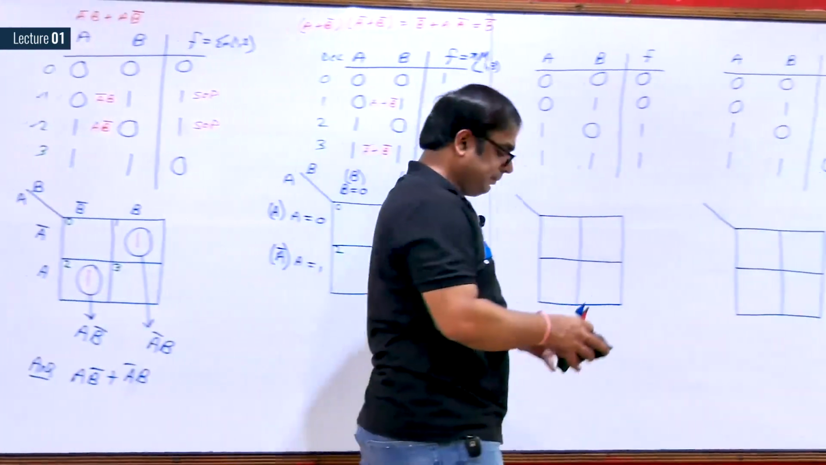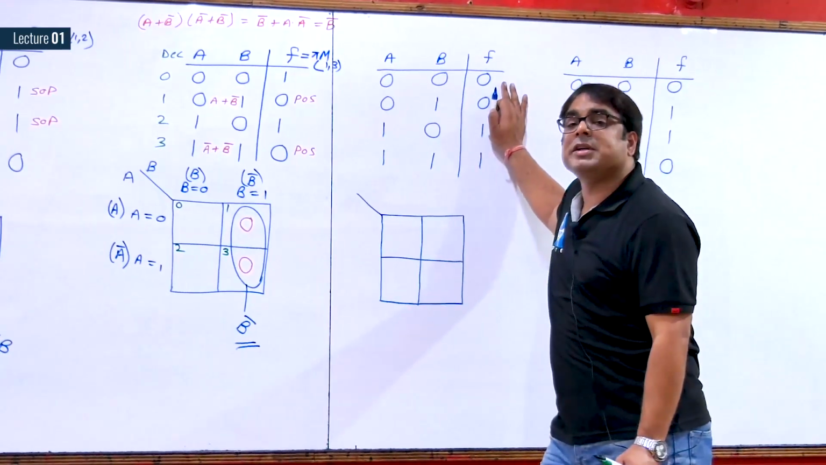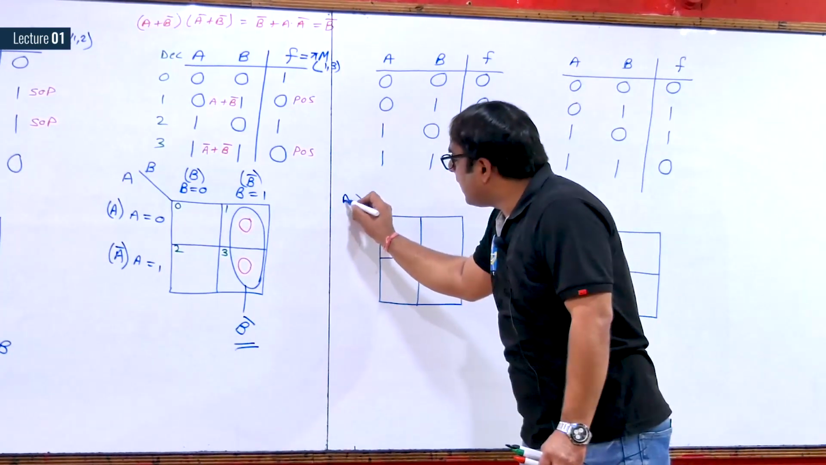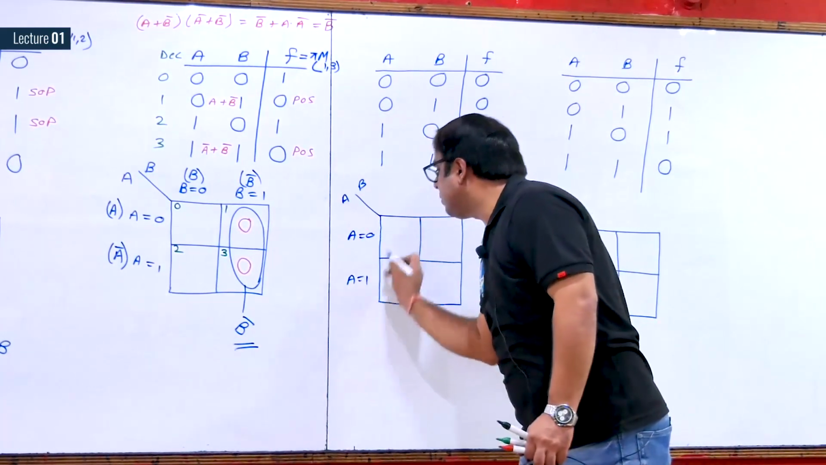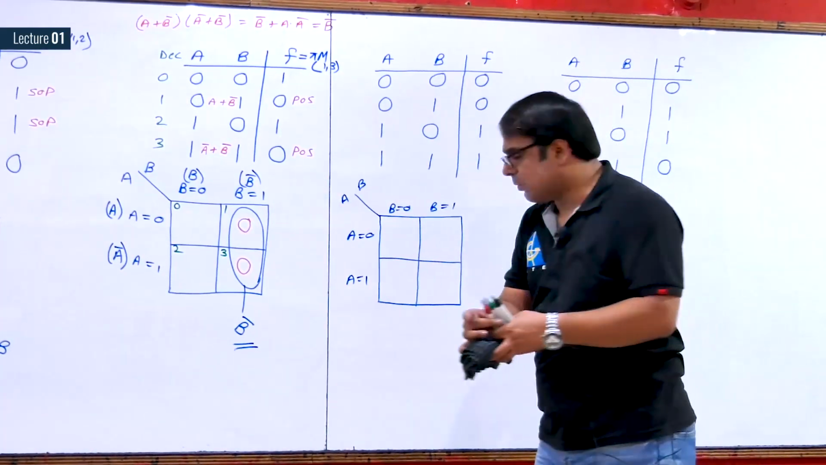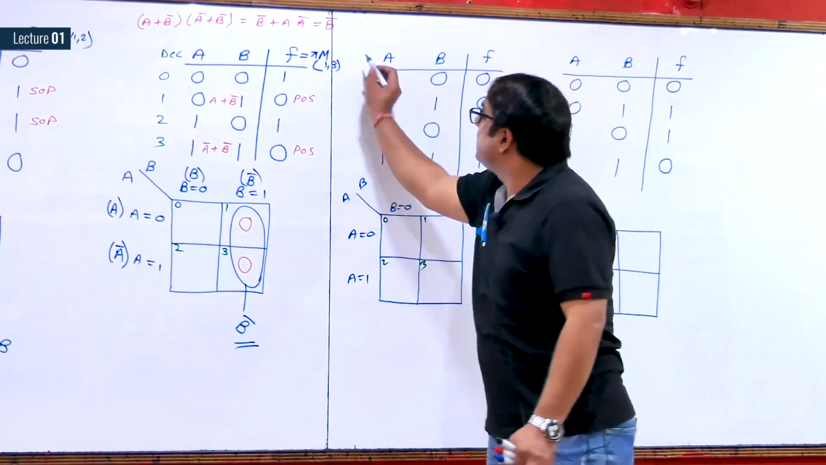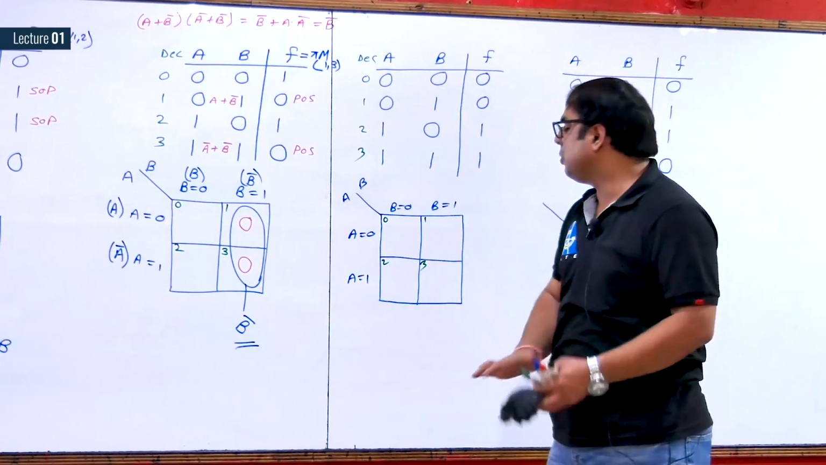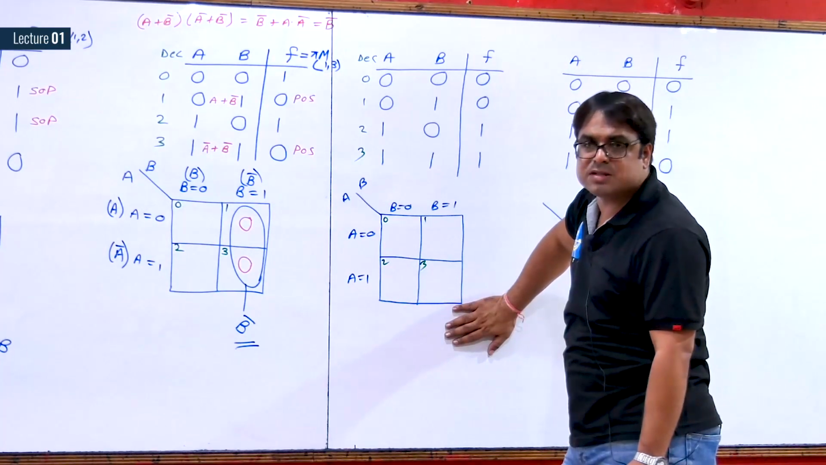Again, let us see in this one. First, let me point out what things will not change, what things are independent of SOP and POS. This is A and this is B, independent of SOP and POS. This is A is equal to 0, this is A is equal to 1, this is B is equal to 0, this is B is equal to 1, independent of SOP and POS. These cell numbers 0, 1, 2, 3 correspond to the decimal numbers 0, 1, 2, 3, again independent of SOP and POS. Up to this point, it is independent of SOP and POS.